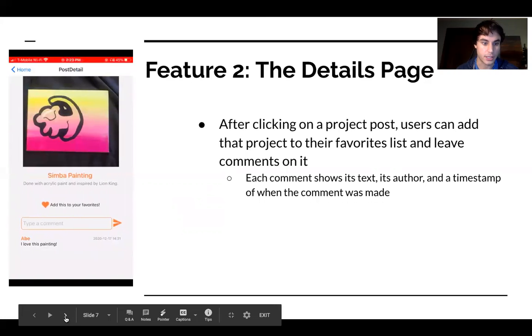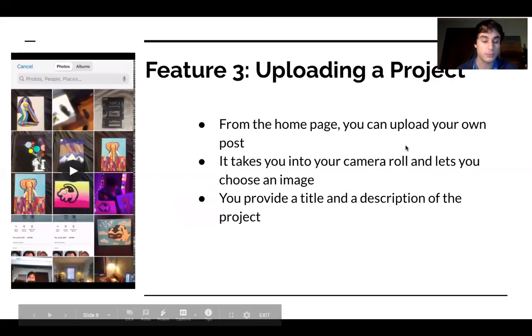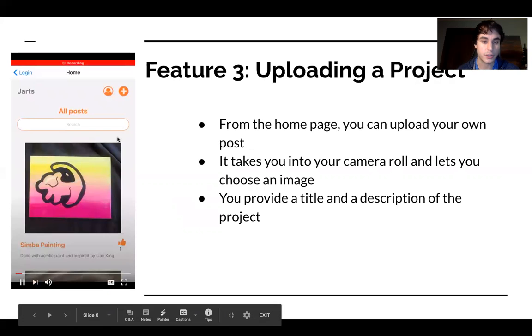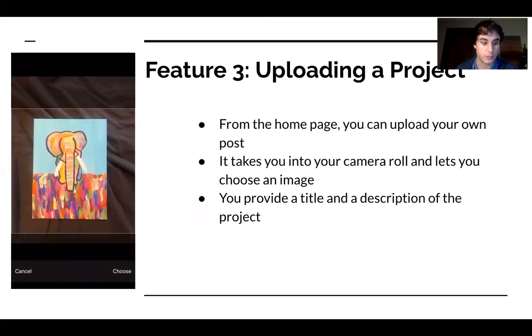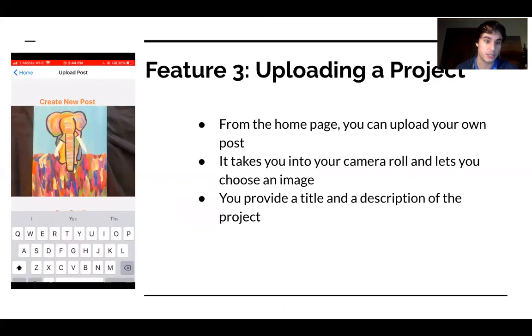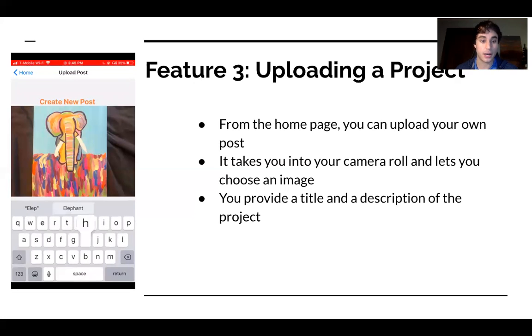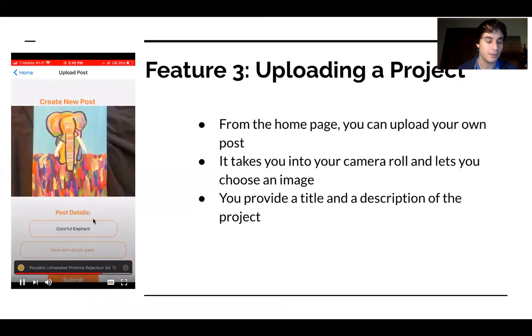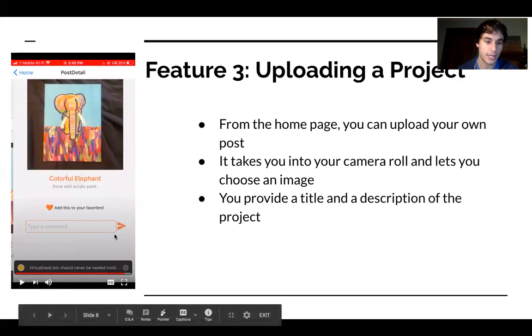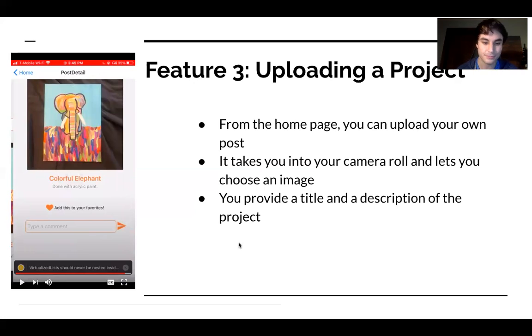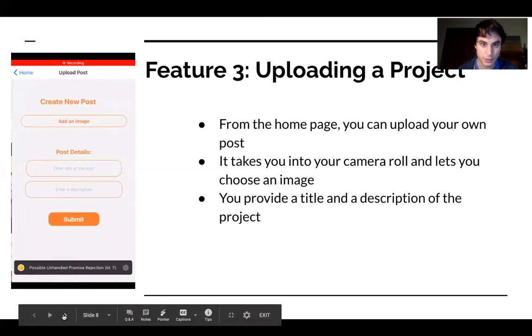All right, I'm going to go to the next feature. The third main feature is the ability to upload your own project. From the home page, if you click on that plus button up there on the top, it'll take you to your camera roll, and you can pick an image from your camera roll to have as the image for the project. Then you also add a title for your project, and then you provide a description. That's what I'm doing right here. I'm uploading a cool elephant painting that I made, called a colorful elephant, done with acrylic paint as a description, and that shows up right on your homepage for other people to like or comment on or add to their lists.